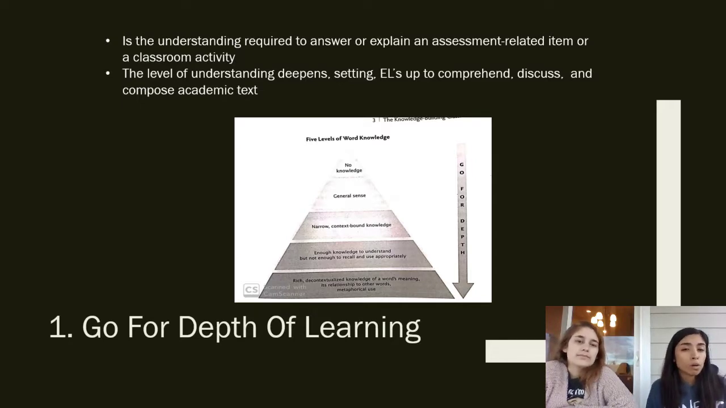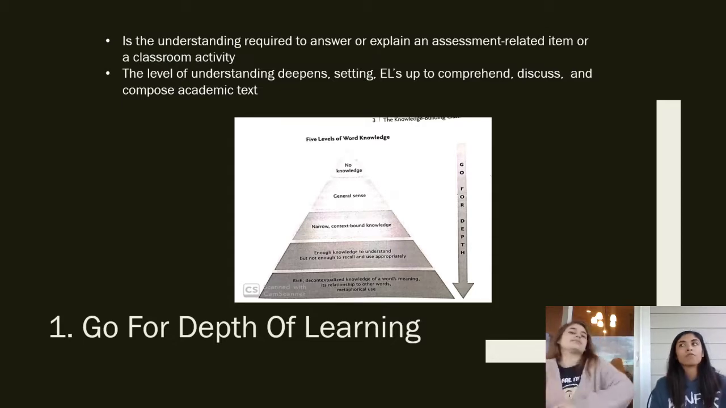So as we know, ELs, and even just any student, you're not going to have the same level of students in every class. They can be in the middle or very knowledgeable. So it's up to us to know and prepare those students so they can have a deeper understanding and more complex learning.